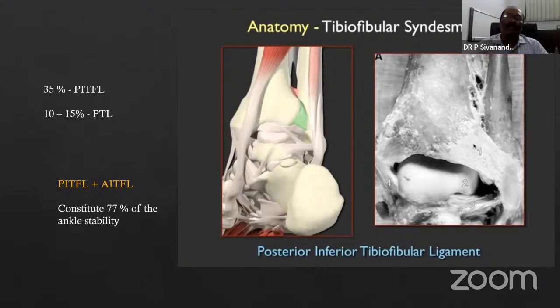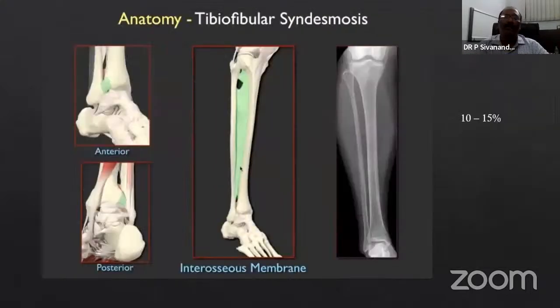If you combine the strength of the anterior tibiofibular ligament and posterior tibiofibular ligament, these constitute around 77% of the ankle stability maintained by these two ligaments. Of these two ligaments, the posterior construct is much stronger than the anterior construct. This knowledge will give us some important things going forward.